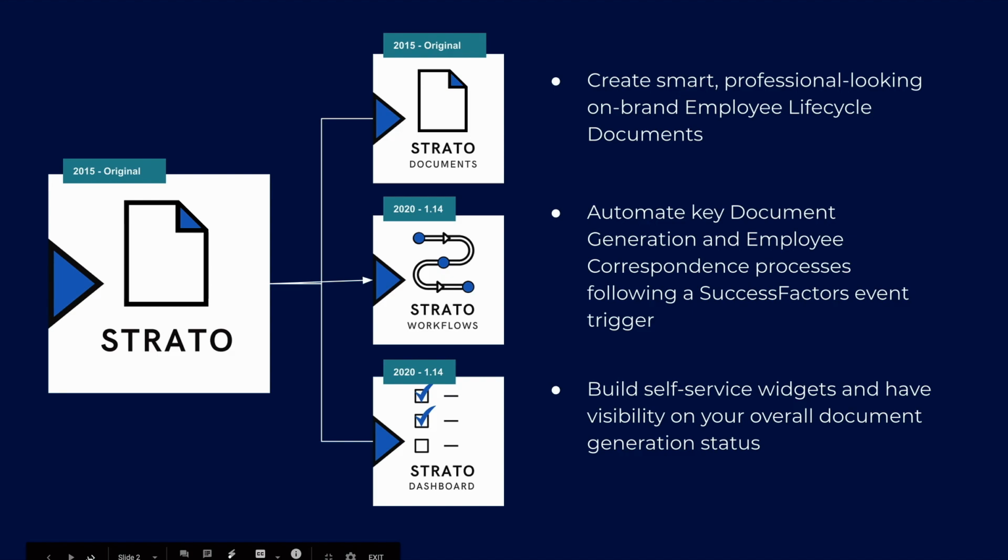So, let's go back a bit in time and remind ourselves what Strato is. Originally, Strato was a document generation system, a software as a service that allows employees to generate documents via templates. Those templates are smart templates that contain business rules, and it allows you to generate documents based on those rules with data coming from SuccessFactors, SAP, or external data like a CSV file.